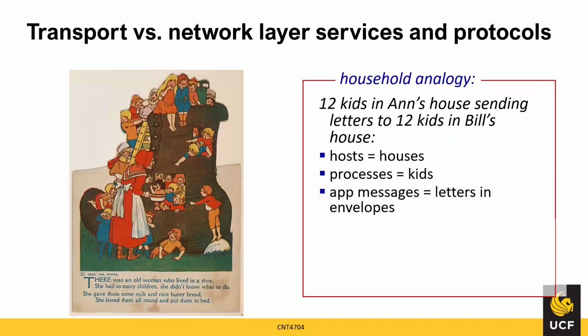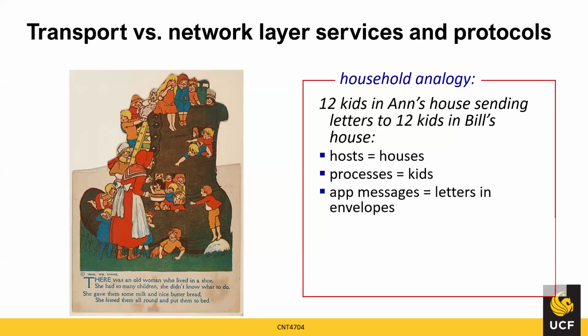Here's an analogy to understand the transport layer and the network layer, and how we can differentiate between what they do exactly. Let's say we have a household analogy. Hopefully this will make things a little more clear. We have a household with 12 kids in Anna's house, and those 12 kids are sending letters to 12 kids in Bill's house.